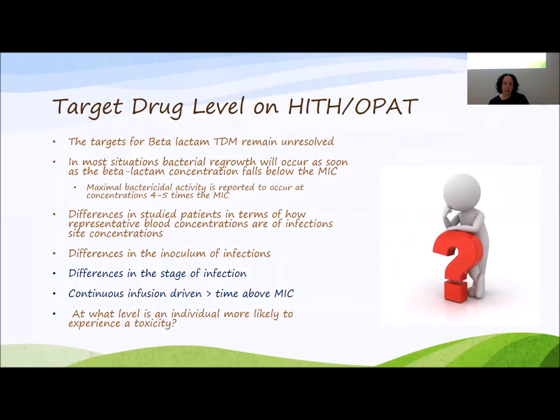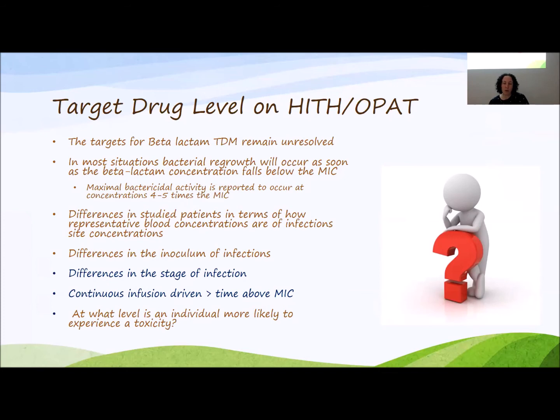So I guess this brings us to the question of what is the target drug level for a patient who is in their subacute phase of illness in the community. On previous talks, we've talked about maximal bactericidal activity being reported at 4 to 5 times the drug concentration above the MIC. We've talked about how the level in the blood does not necessarily reflect the level at the site of infection, and there are differences in inoculum of the infections.